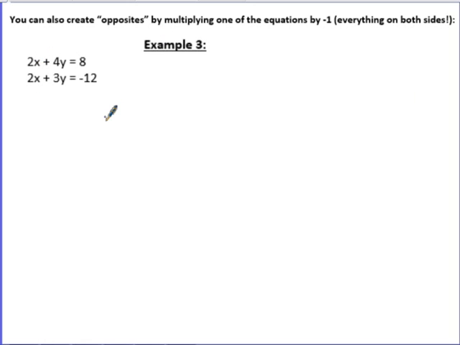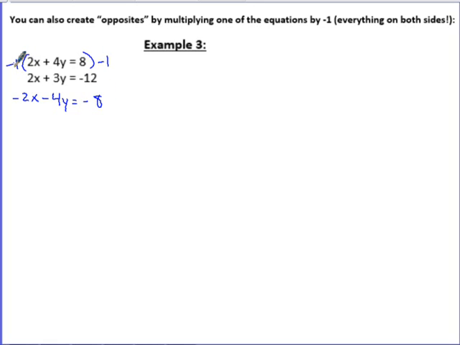So I'm going to take one equation and multiply everything by negative 1. It doesn't matter which one. I'm just going to pick the first one. Alright, and what you have to remember is you have to multiply both sides by -1. So everything gets multiplied by -1. -1 times 2x is -2x. -1 times 4y is -4y. And -1 times 8 is -8.